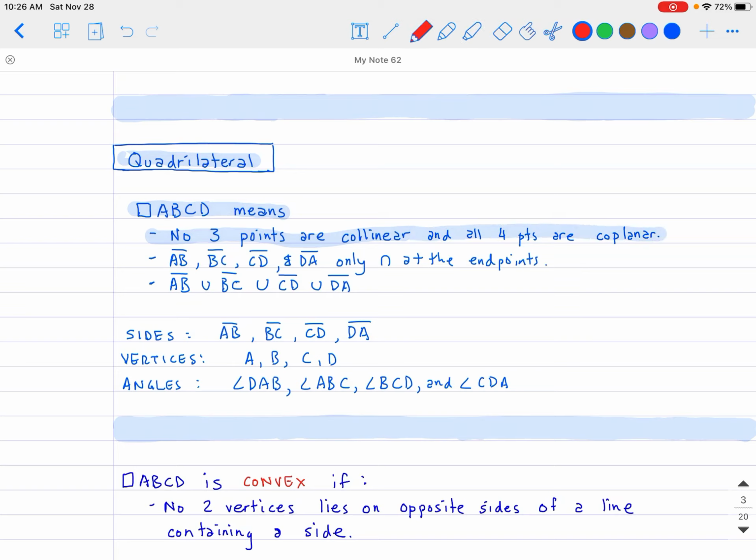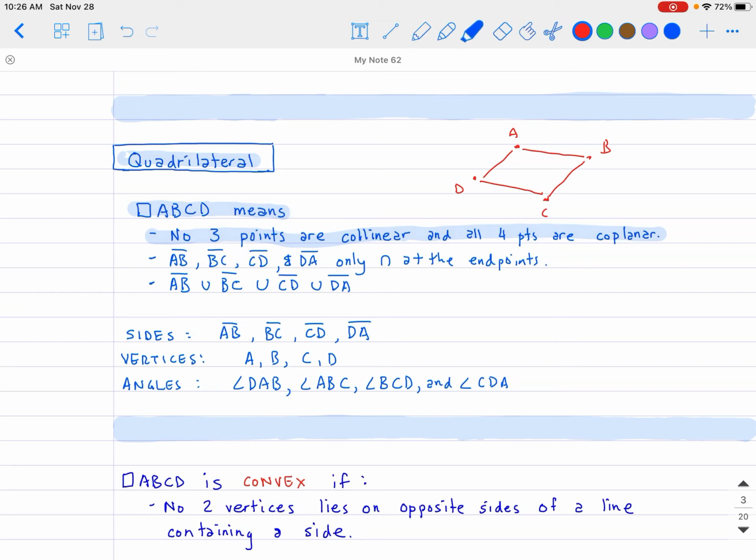Let me draw that picture over here on the side. For example, here's A, and then here's B, and then here's C, and then here's D. You'll notice that for the four sides, no 3 points are going to be collinear, because if they are, then you're going to form a triangle instead. And the points have to be coplanar as well, because we don't want one point to be somewhere else in space. So that's the first condition.